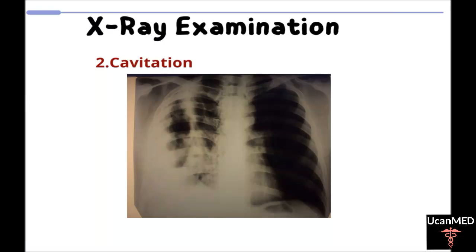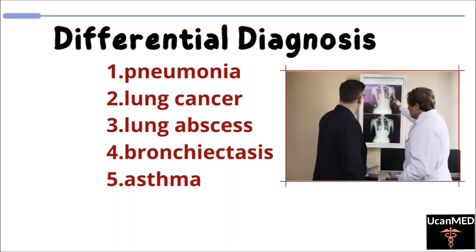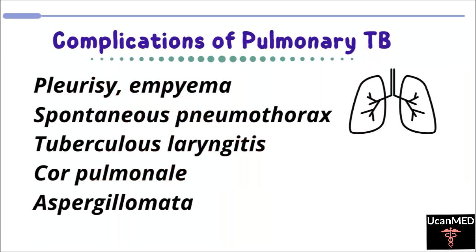And in this X-ray you can find the cavity formation, then calcified shadow, oval or round solitary shadows, hilar and mediastinal shadows because of the enlargement of the lymph nodes, and diffuse small nodular shadows. Here in this X-ray it shows miliary TB, and we can see diffuse small nodular shadows here. And there are some differential diagnoses for tuberculosis like pneumonia, lung cancer, lung abscess, bronchiectasis, asthma.